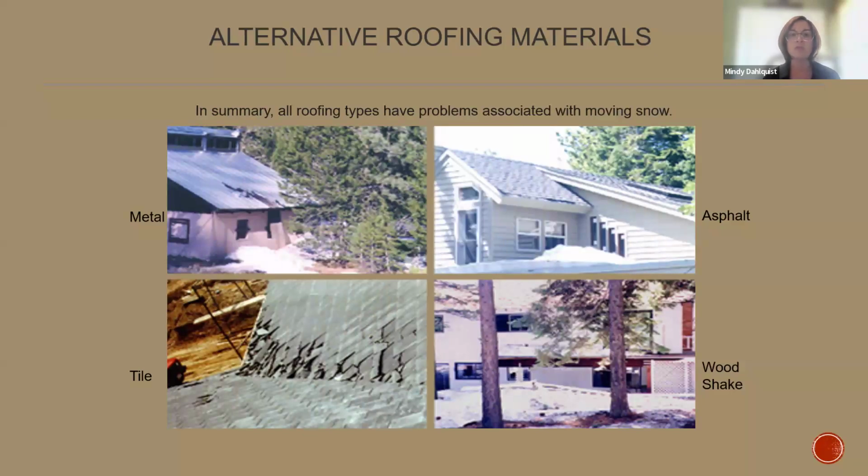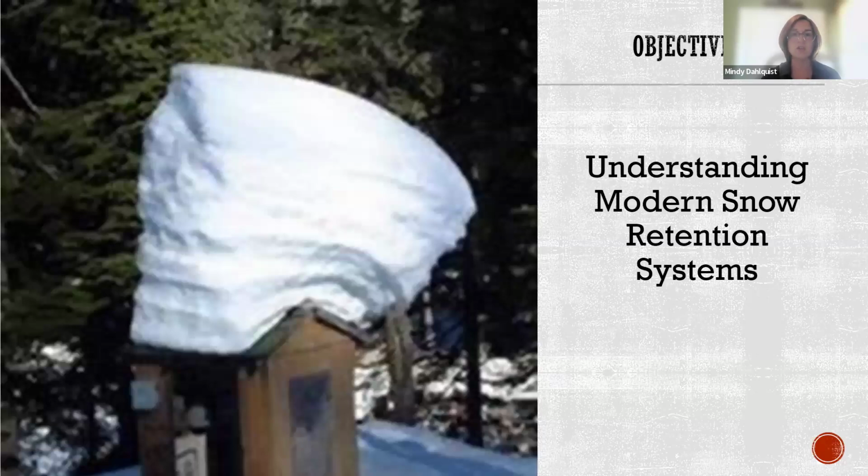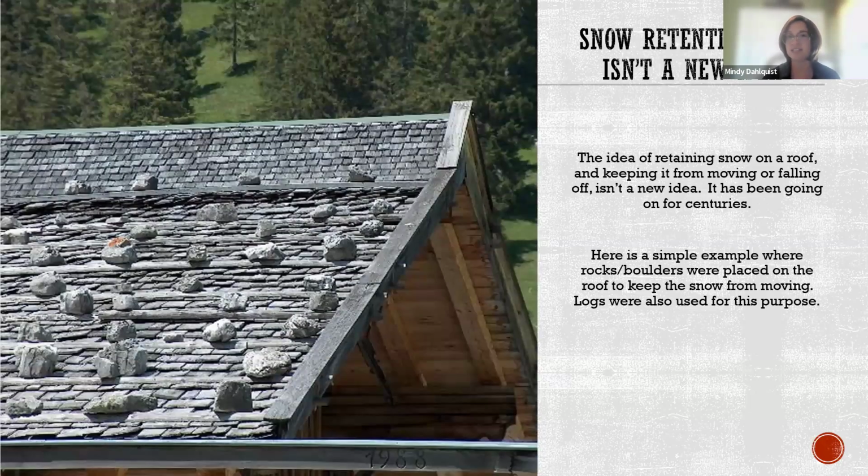So basically, all roofing types in their own way have problems associated with moving snow. So understanding modern snow retention systems, a good thing to help understand them is knowing that snow retention isn't something new. This isn't a new idea. This isn't something that we came up with. We did come across the idea over 30 years ago in Europe, and that's how we started designing snow retention systems. So the idea of retaining snow on a roof and keeping it from moving or falling off is not a new idea. This is something that has been going on for centuries.